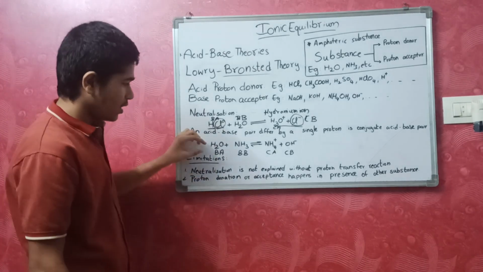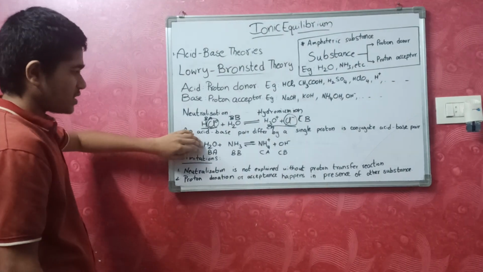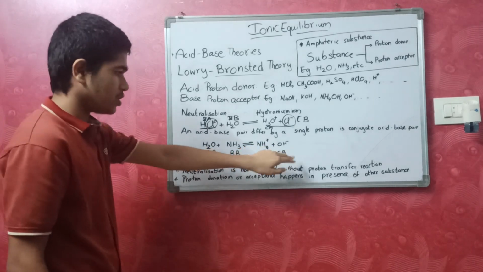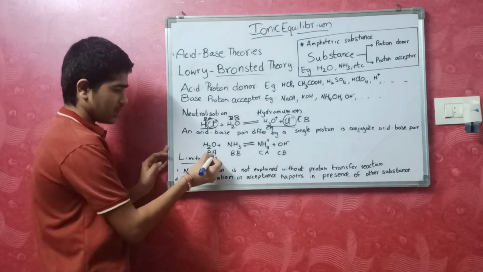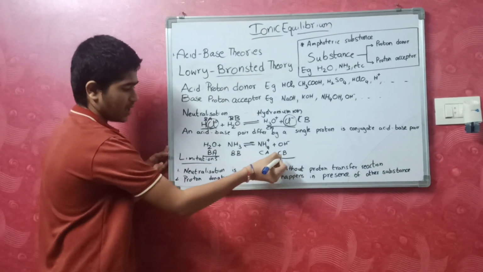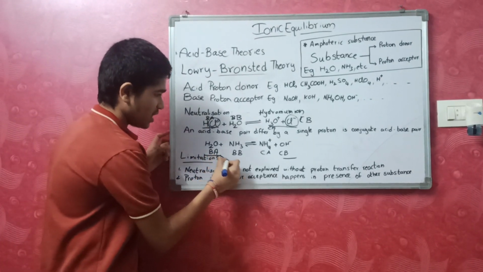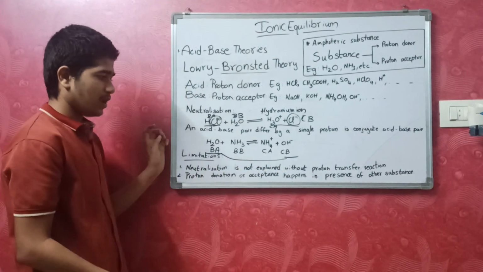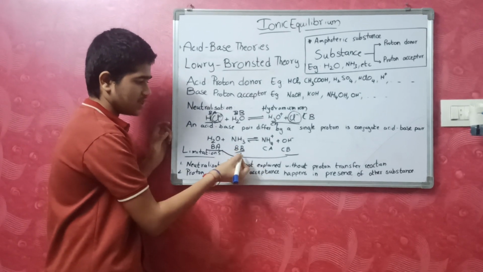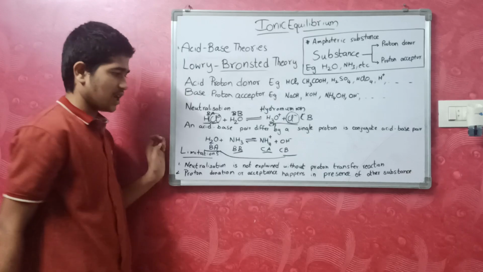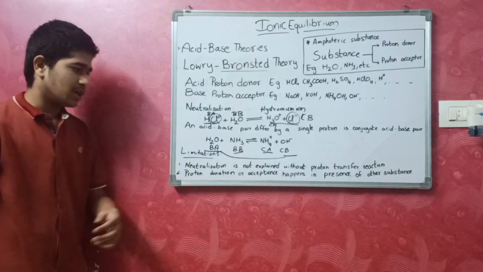Similarly, now H2O plus NH3 gives us NH4+ plus OH-. As H2O and OH- differ by a single proton, these are considered a conjugate acid-base pair, whereas NH3 is a Bronsted base and NH4+ is the conjugate acid formed by NH3.